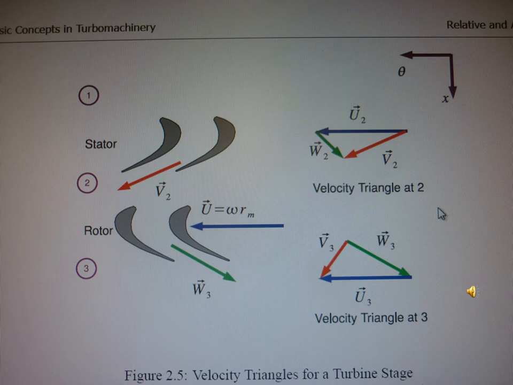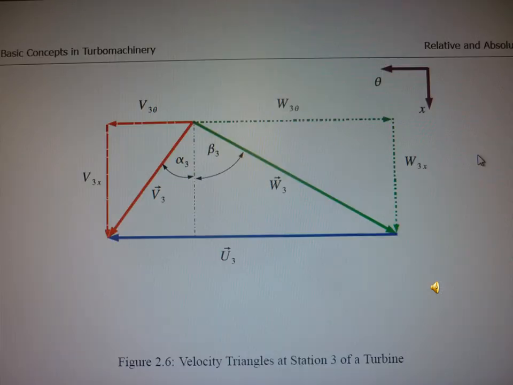Those are the velocity triangles for the turbine stage. The stator, rotor, and the velocity triangle at station 2, the velocity triangle at station 3. So those things you can see in this diagram. The velocity triangle at station 3 of the turbine, we can see in this picture.